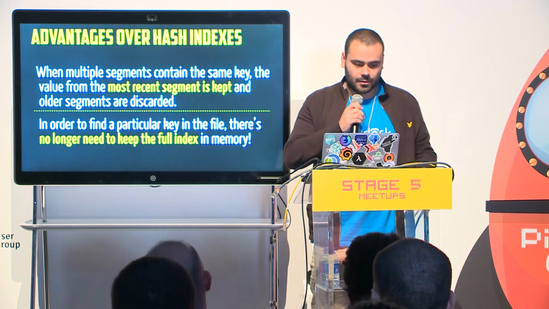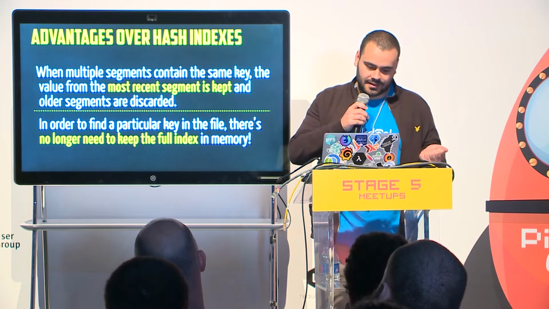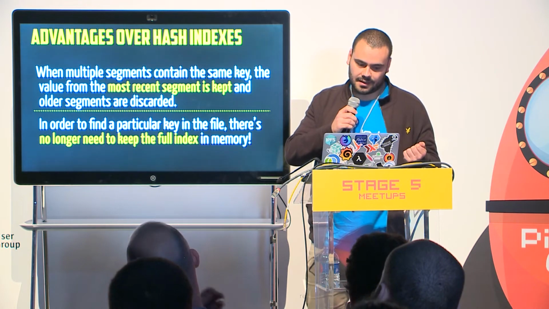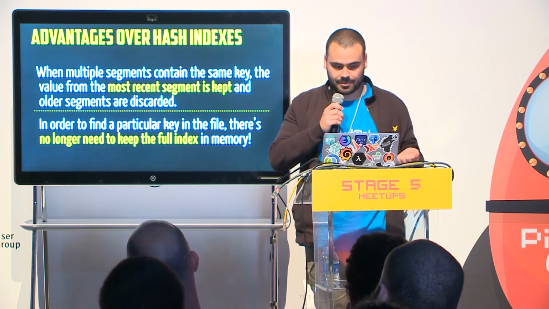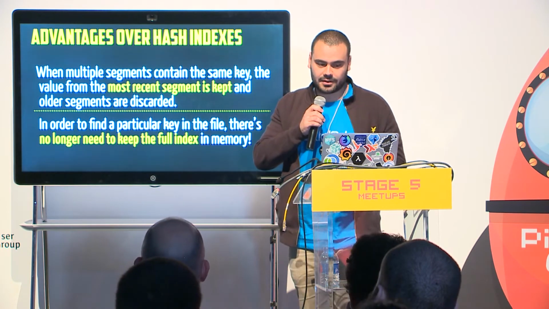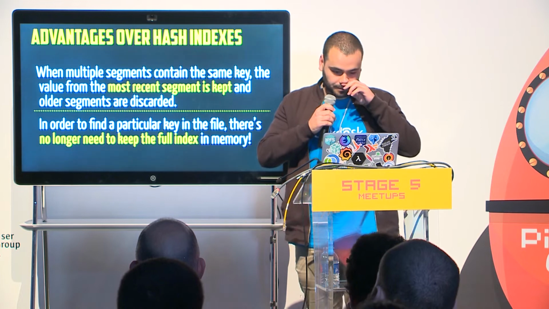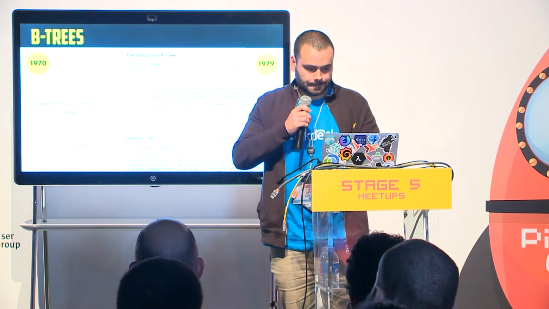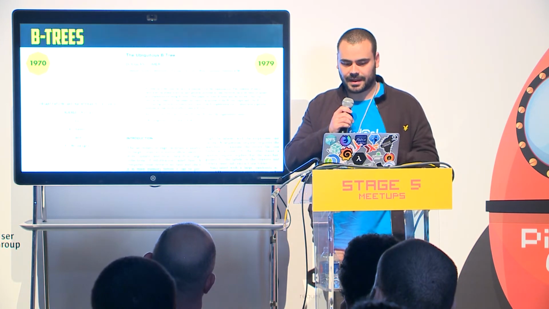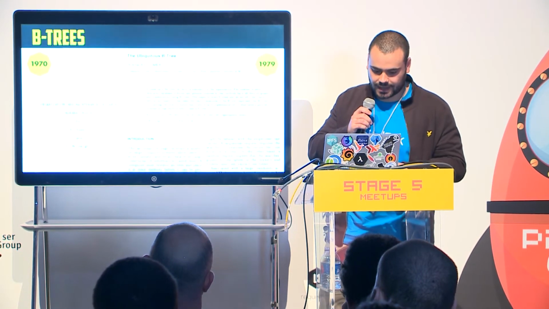So we now have a clear vision of SSTables, and we know that there are advantages over hash indexes. We know that when multiple segments contain the same key, the value from the most recent segment is kept, and older segments are always discarded. And in order to find a particular key in the file, there's no longer a need to keep the full index in memory. We can use binary search for such a thing. For now, we have been talking about append-only data structures, which is the case of LSM-Trees and hash indexes.